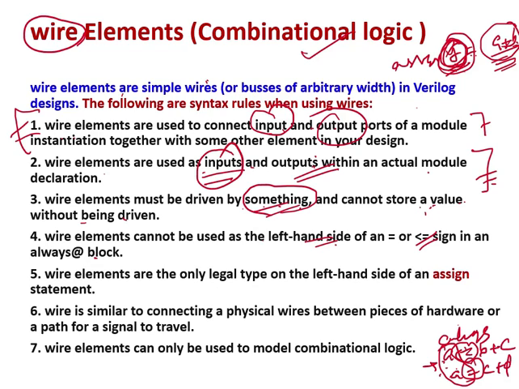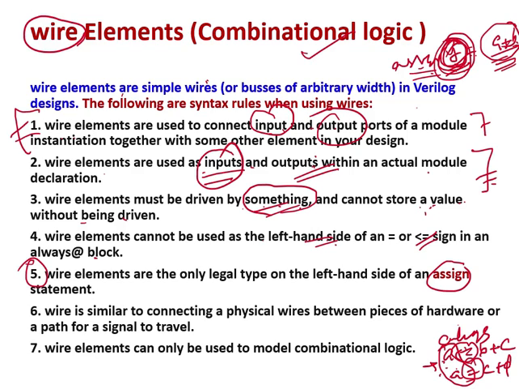Wire elements are the only legal type if you are writing an assign statement. For example, if you write assign y equal to a plus b, then the left hand side has to be a wire. That you have to remember.